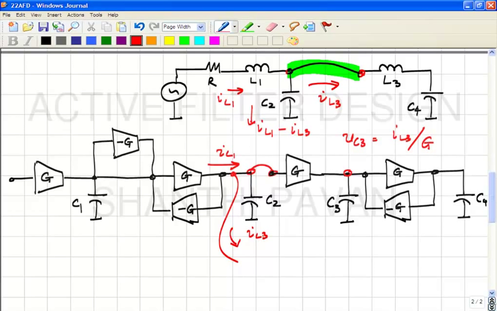Okay. And though we don't know what IL3 is, we have a voltage which is IL3 by G. So how will you know the voltage? You have a voltage IL3 by G, you want to generate minus IL3. So what will you do? Minus G. Okay. Does it make sense?